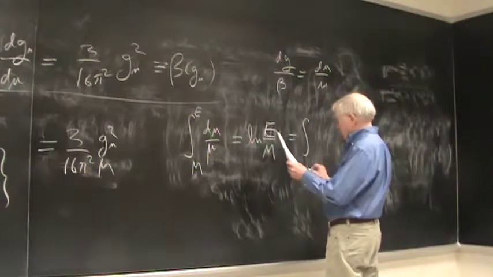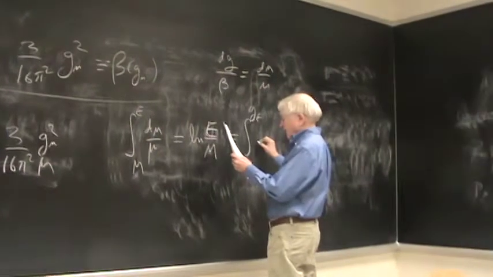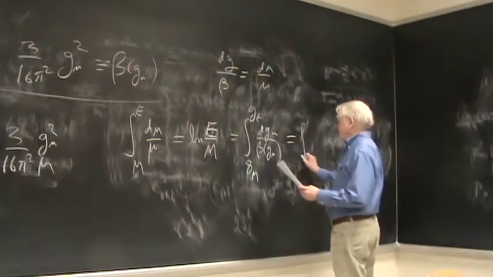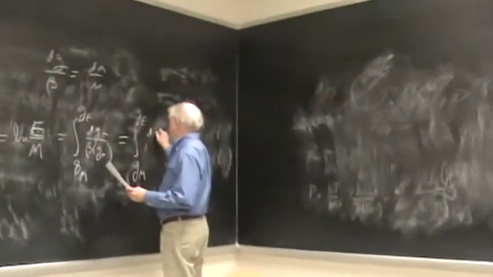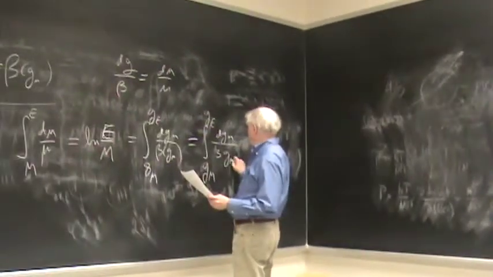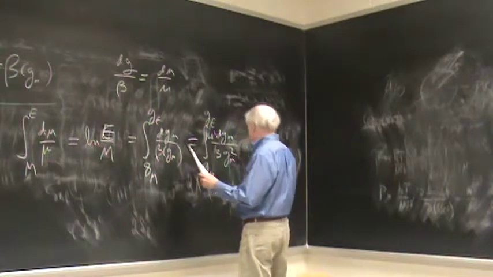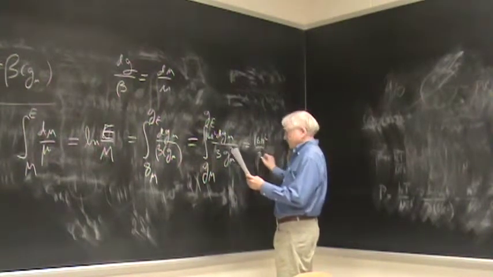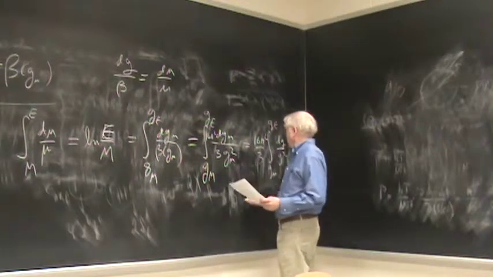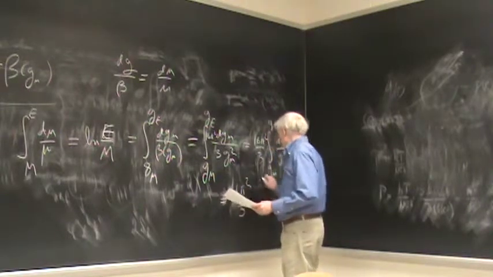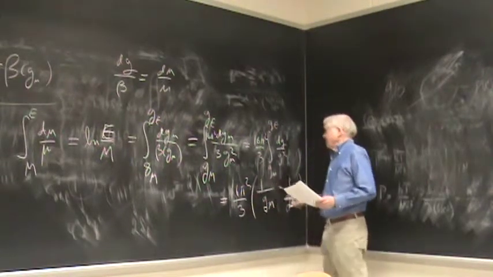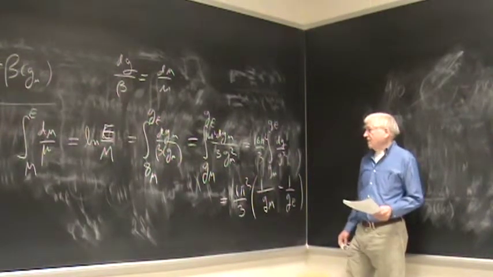And this then has to be the integral from g sub M to g sub E of dg over beta of g. And this is then the integral from g_M to g_E of dg. And now beta of g is 3 g squared with a 16 pi squared up there. And so altogether, this is 16 pi squared over 3 times the integral of dg over g squared from g_M to g_E. And this is then 16 pi squared over 3 times 1 over g_M minus 1 over g_E. And the order is reversed because it's a minus sign. Okay, so that's our expression.